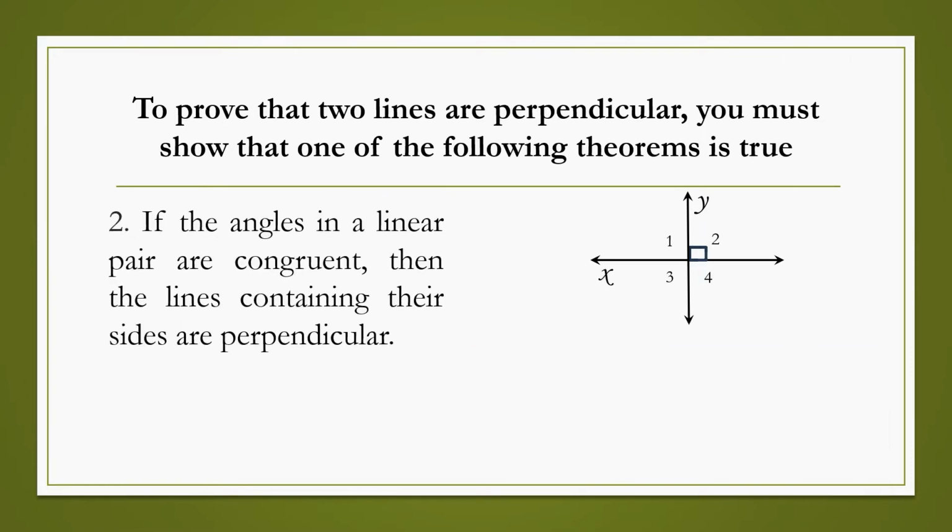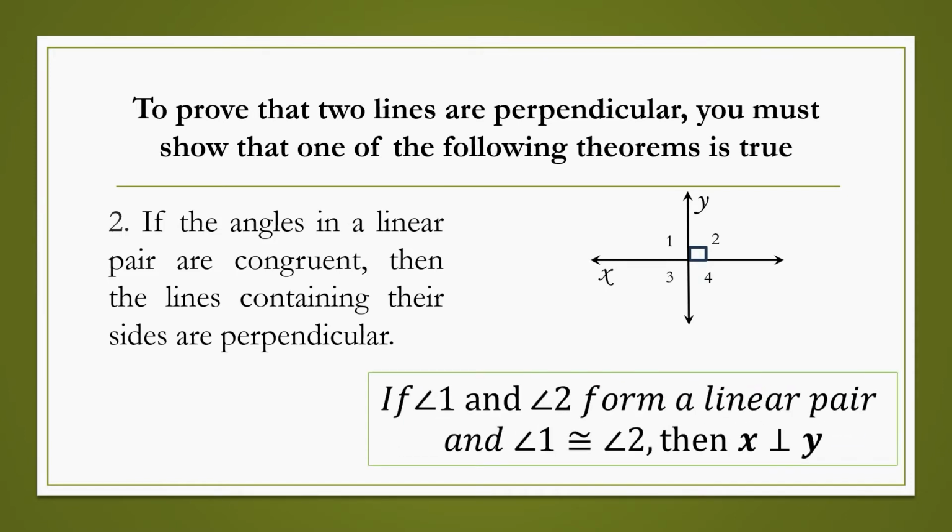For number 2, if the angles in a linear pair are congruent, then the lines containing their sides are perpendicular. In the same figure, if angle 1 and angle 2 form a linear pair and angle 1 is congruent to angle 2, then x is perpendicular to y.